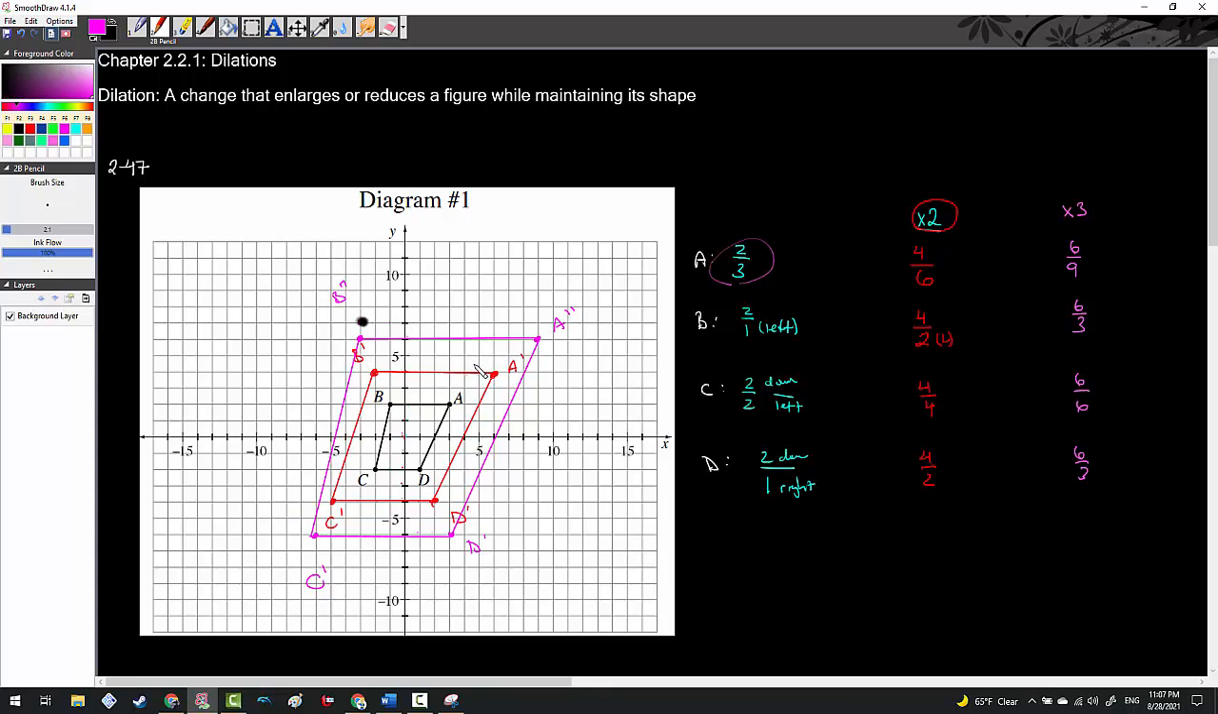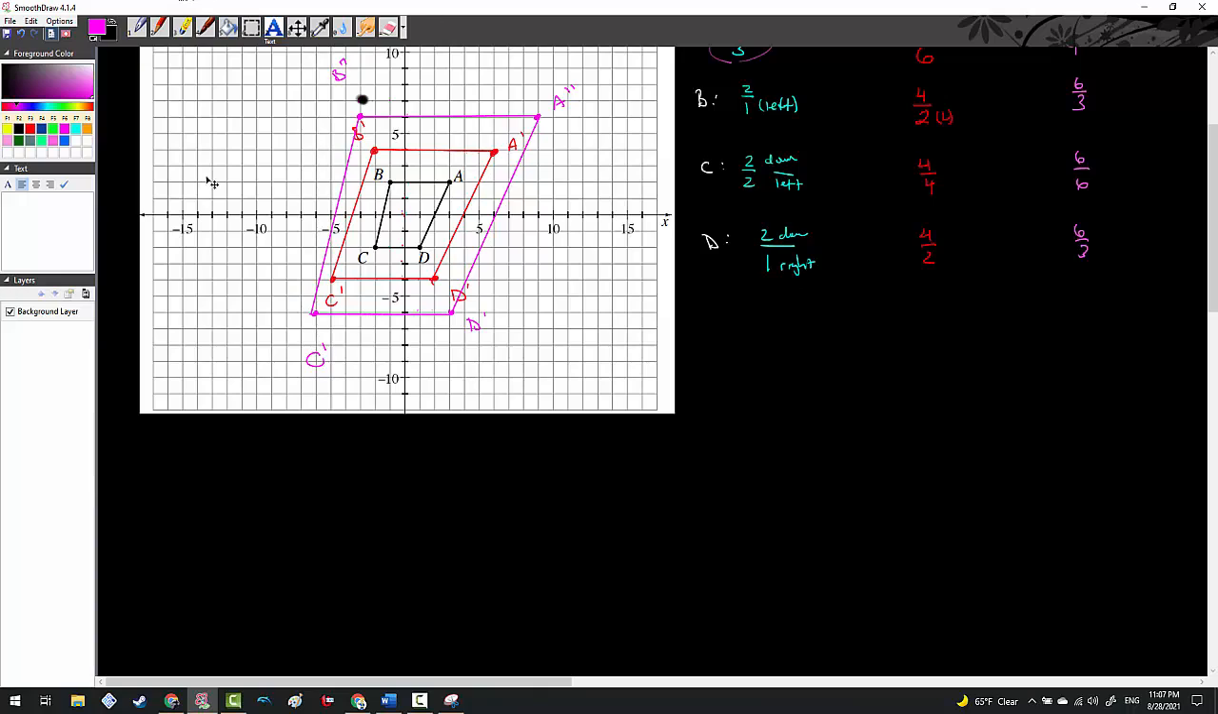So the biggest point of this lesson is that we expand and shrink figures on the coordinate plane based on the slope from the point of dilation. Let's go and get that in our notes here. We expand, we dilate our figures based on the point of dilation.